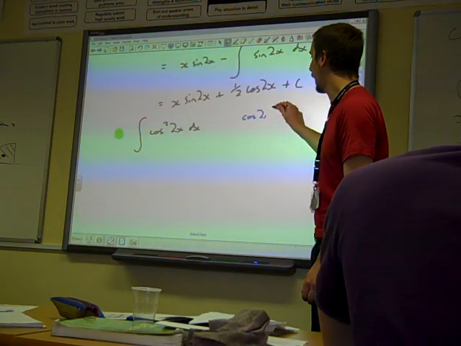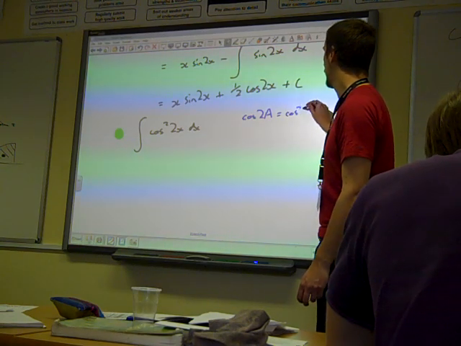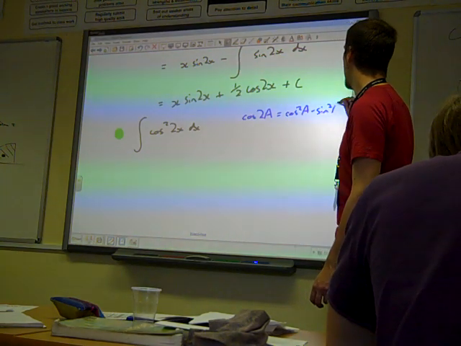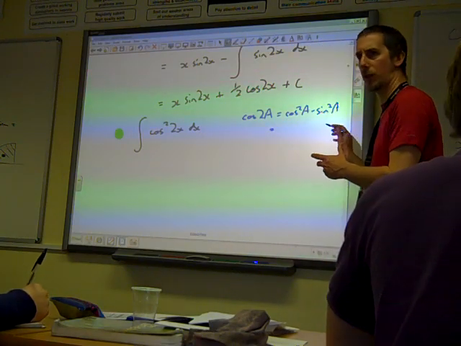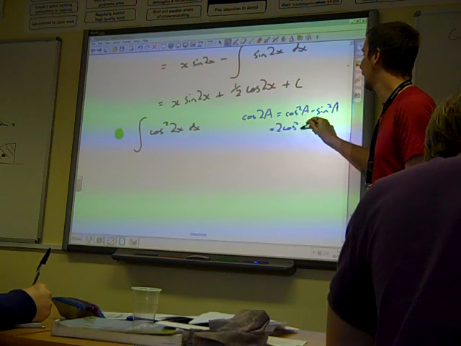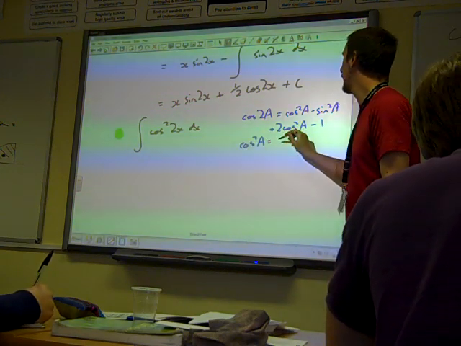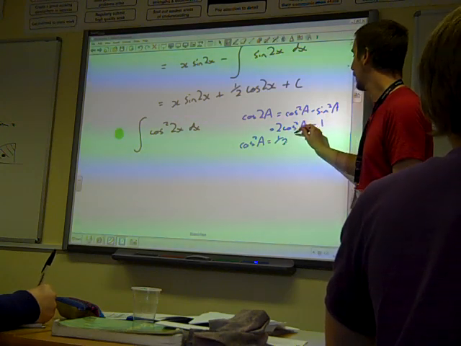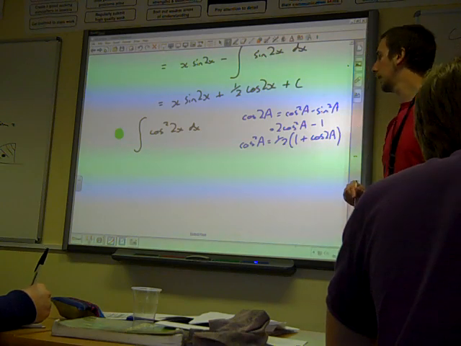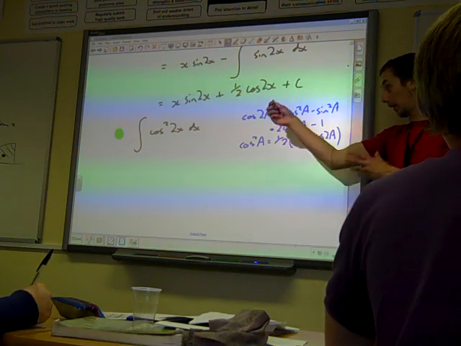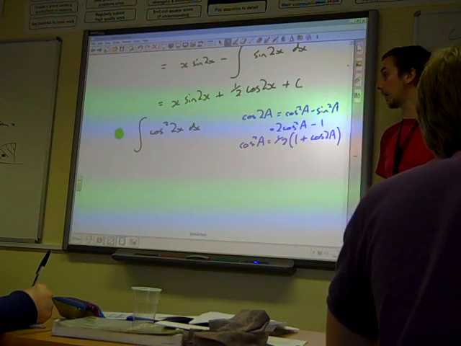We remember this one: cos 2a is cos squared a minus sine squared a. We want to find cos squared, so we get rid of the sine squared, giving 2 cos squared a minus 1. If we rearrange it, we get cos squared a is a half of 1 plus cos 2a. We may have learned that, but if in doubt, we could always just find it out again.